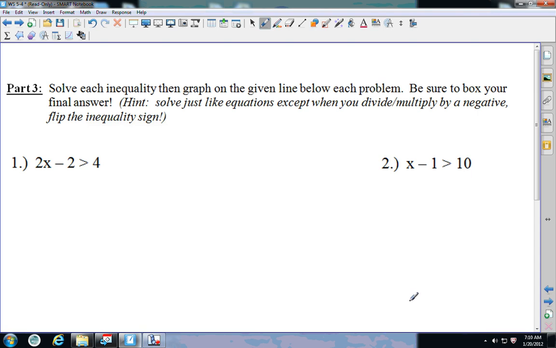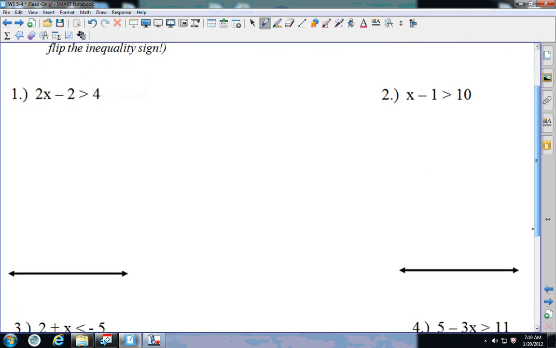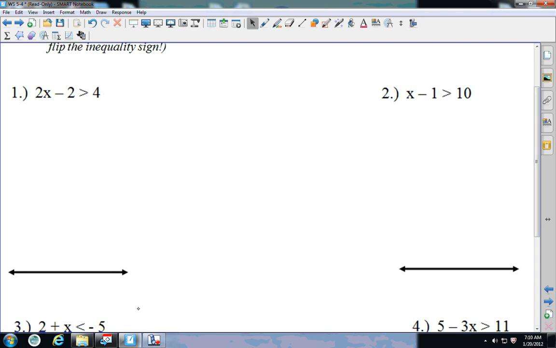Okay, now on this one, I want you to solve each inequality, then graph on the number line given below. Be sure to box your final answer. Hint: solve just like equations except for when you divide or multiply by a negative. Flip the inequality sign. Well, we'll talk about what that means in just a sec. Let me move these number lines up just a tad.